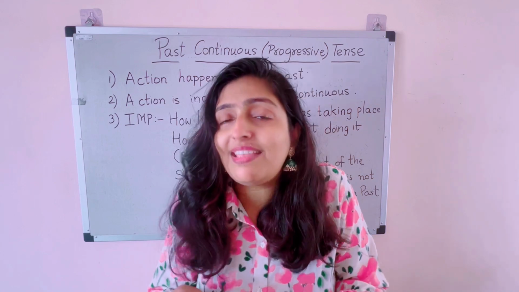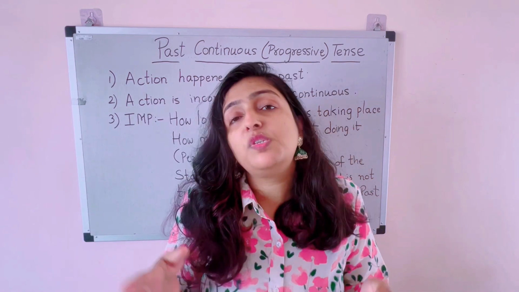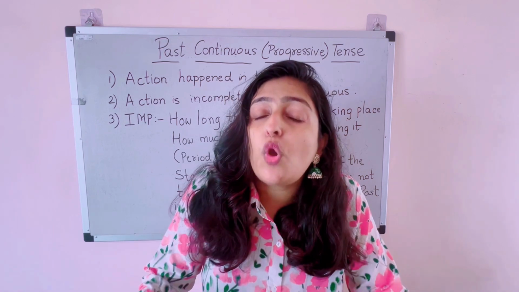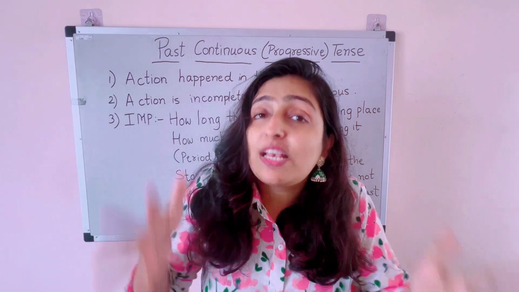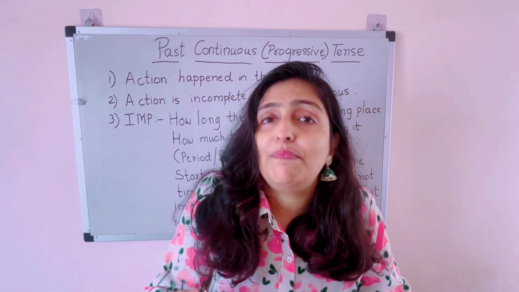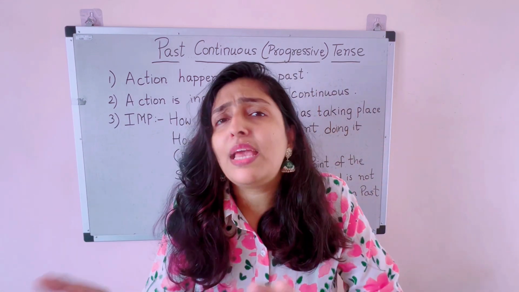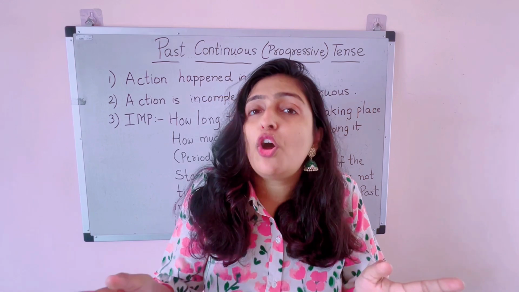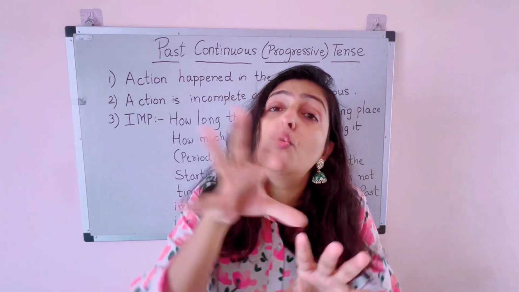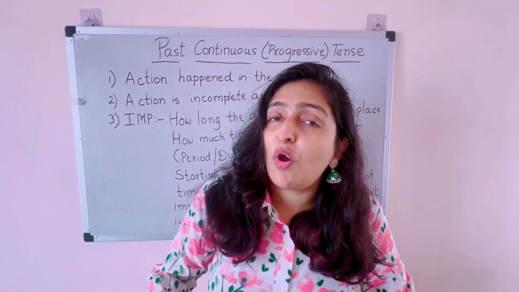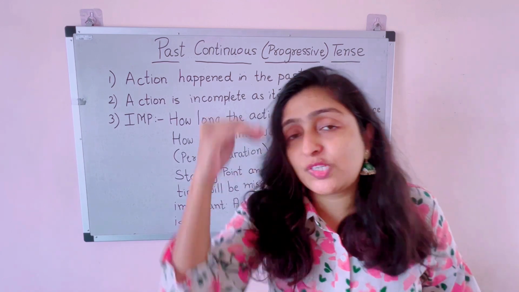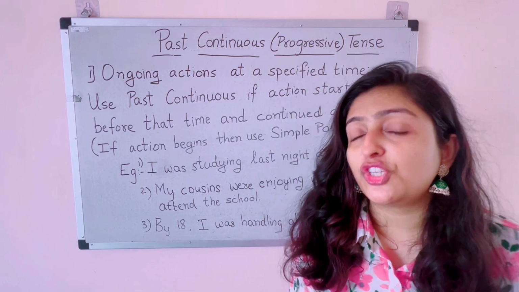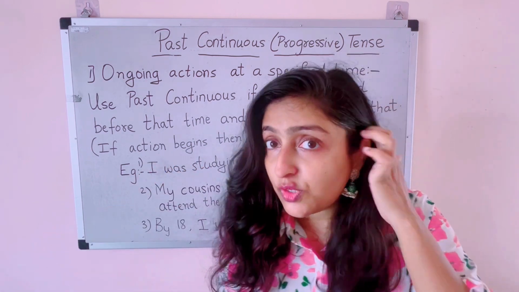I mean to say that when we speak a sentence in past continuous or progressive tense, often we don't make explicit the starting time and the ending time. We don't make it clear because time is not important. The period or the duration is important. We'll have a look at the examples one by one. So this is rule number 1 of past continuous or progressive tense.